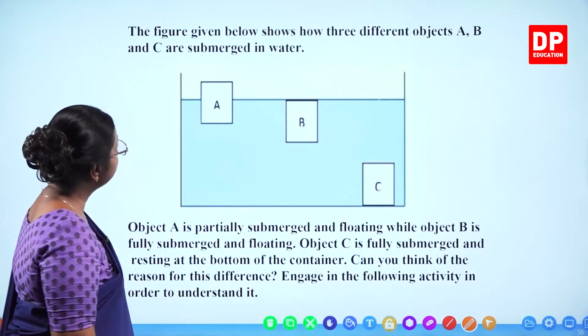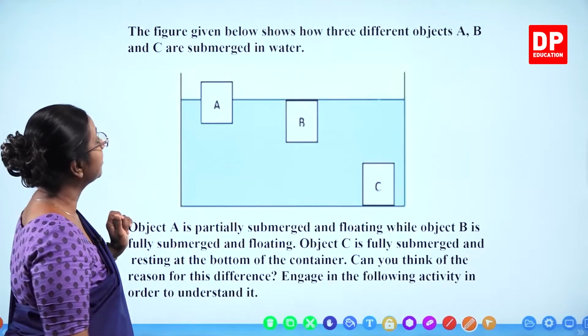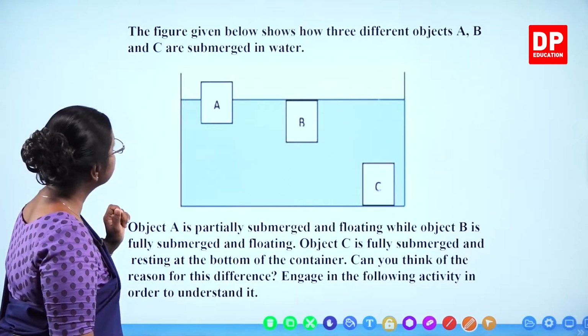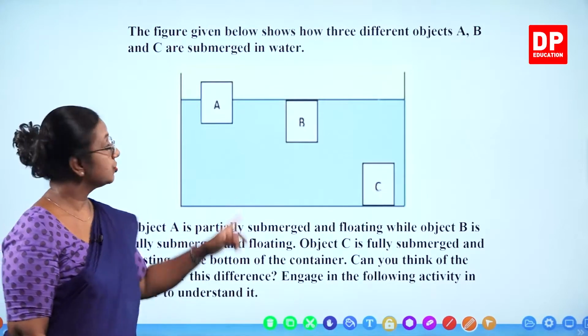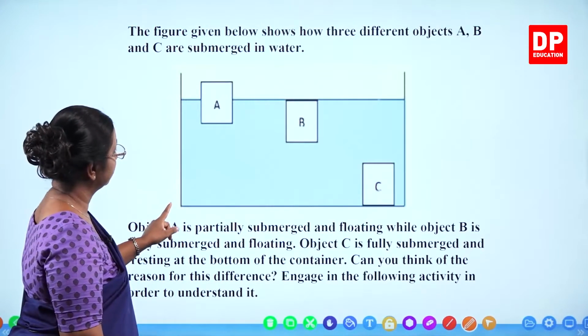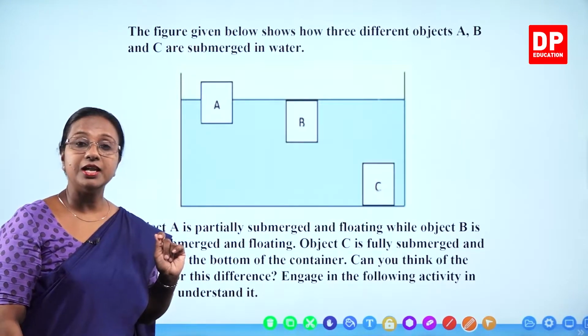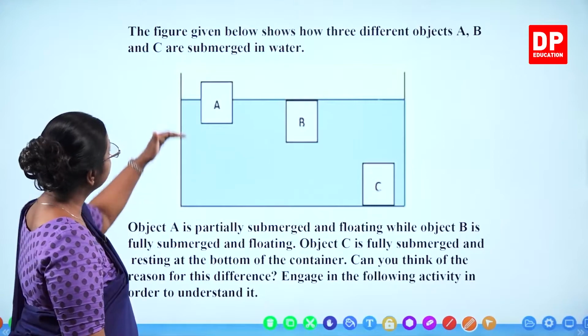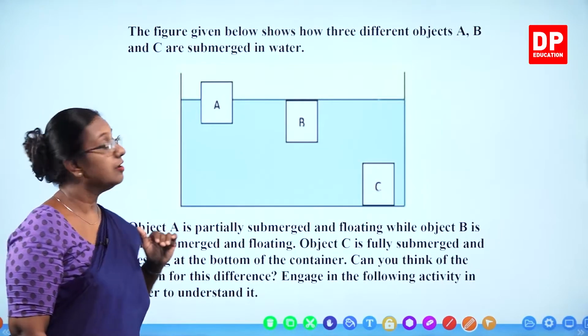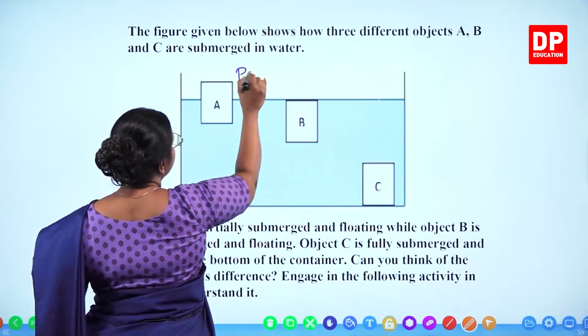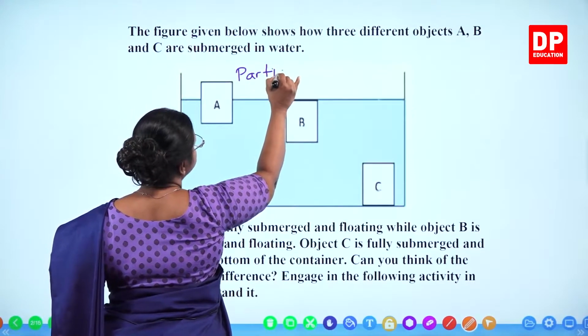The figure given below shows how three different objects A, B and C are submerged in water. So these are the three instances I told you. Now A, if you take A, what can you say there? A is partially submerged and floating.